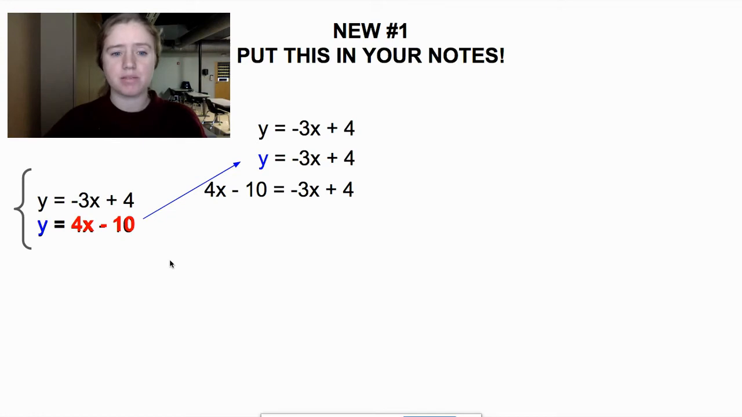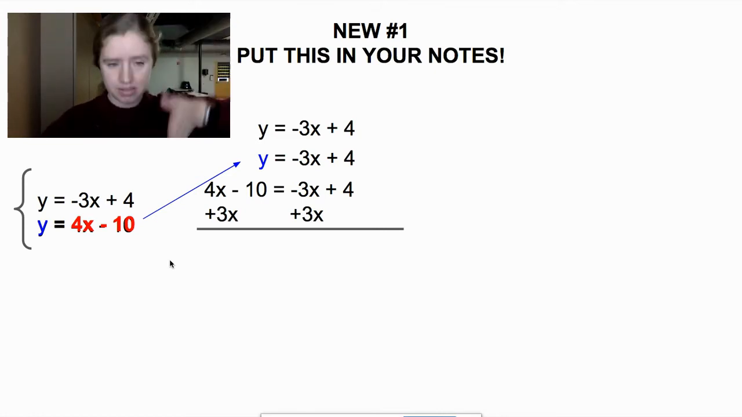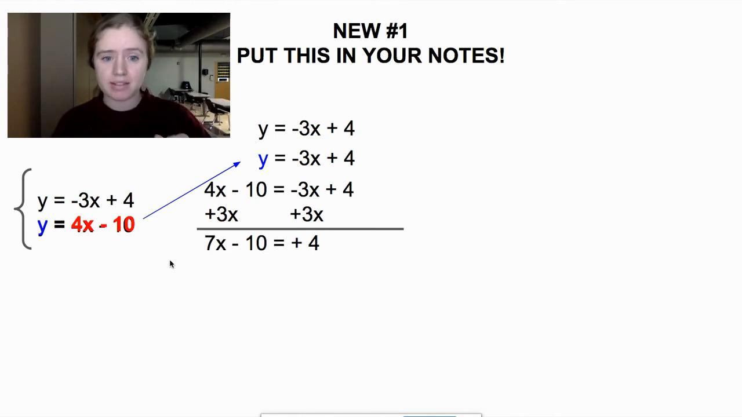So let's run through this. We're going to go ahead and add 3x to both sides. We're going to move the variables to the left in this one. When we add them, you've got 4x plus 3x, 7x. Drop down your minus 10 and drop down the plus 4. All our variables are now to the left.